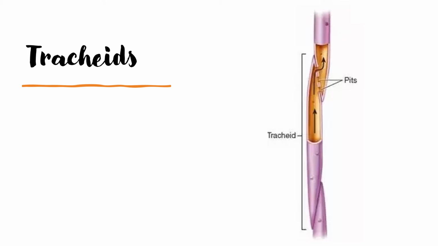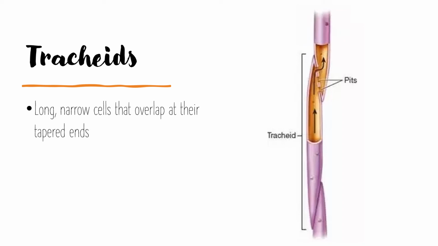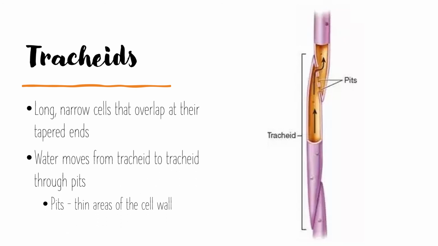Okay, so first we have the tracheids. Now again, the two kinds of water conducting cells in xylem are tracheids and vessel elements. Now first off, we have tracheids. So tracheids are long, narrow cells that overlap at their tapered ends. Water moves from tracheid to tracheid through pits, which are thin areas in the cell wall. So here you will see the pits that I'm referring to. So again, these are thin parts of the cell wall where water can move.